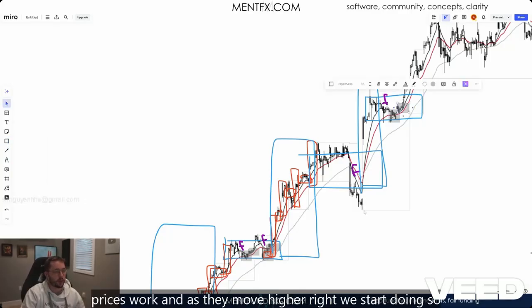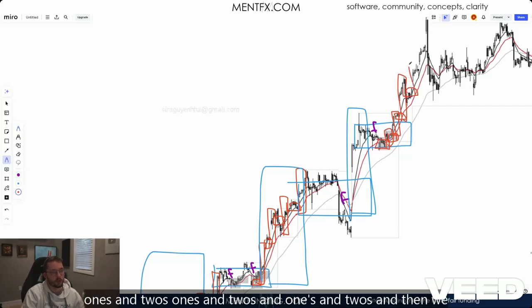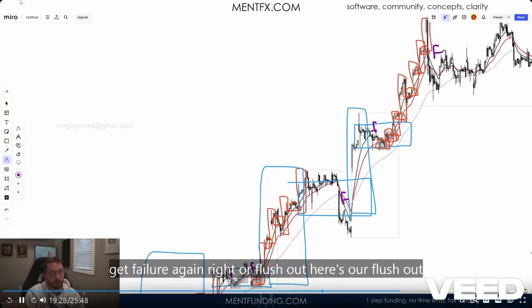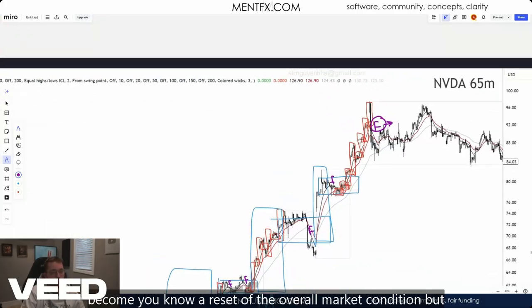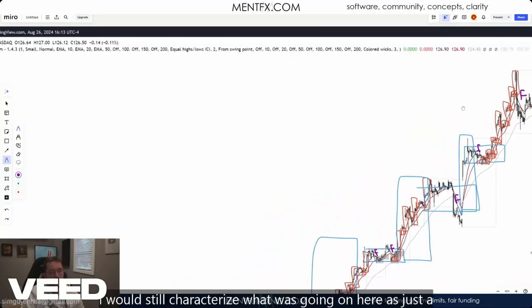And as they move higher, we start doing so within fractal 1s and 2s, and then we get failure again, or flush out. Here's our flush out, right? Again, I would not characterize this necessarily as a major flush. A flush can lead to a major flush, which would become a reset of the overall market condition. But I would still characterize what was going on here as just a normal flush.